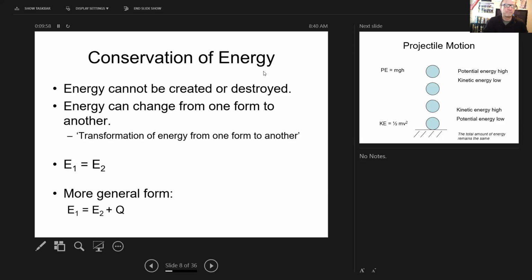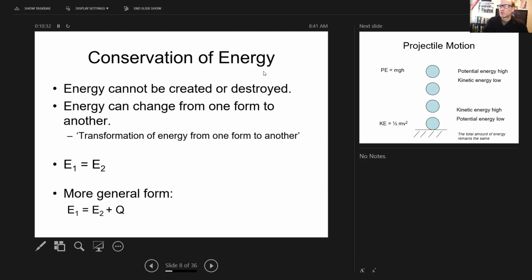So E1 equals E2. That means if we know all the energy at moment one, that energy will be the same amount as at time two. However, it's important that the energy at time one is not necessarily the same form of energy as at time two. That is, given the example I've already introduced, maybe E1 is chemical energy, and maybe E2 is mechanical energy.